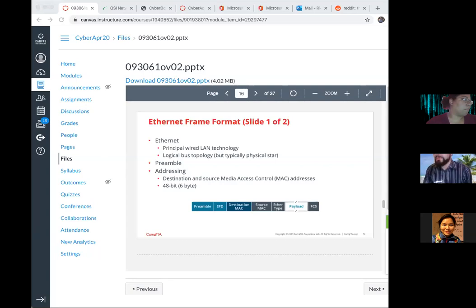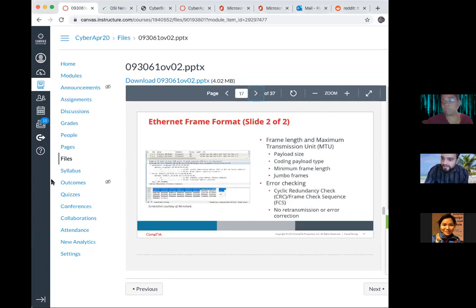All right, and then we have the addressing. So we have the destination and the source MAC addresses for when we're sending and receiving things. That's media access control addresses. And then they have their own unique identifier for the Ethernet interface on them. MAC addresses are also called local or hardware addresses, and those come in 48 bits.